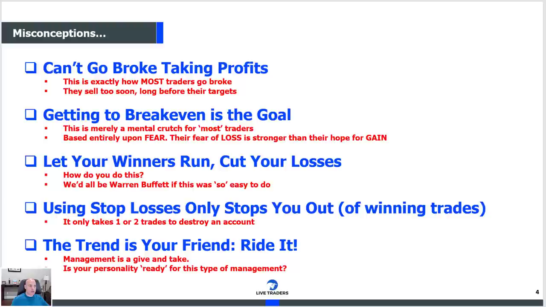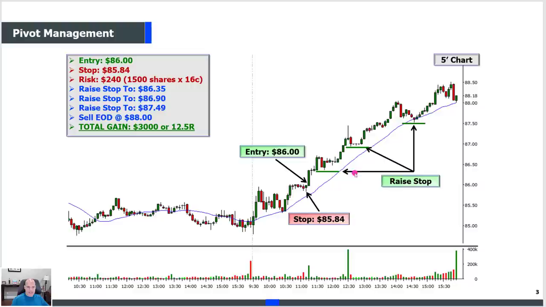Now, why is that the case? Because in giving this stock pivot management, in trying to get 10 or 12 or 15 R, what do you also have to do to get there? You have to be willing to give back significant profits to do it. I want you to think about this for a second. Let's take this area right here. Let's call it 86.40 as your stop loss. Pay attention. This is important.